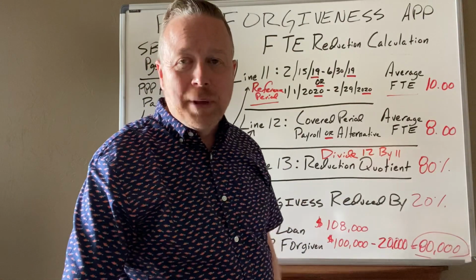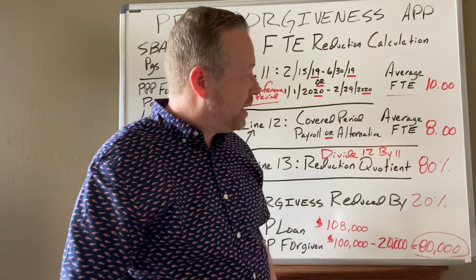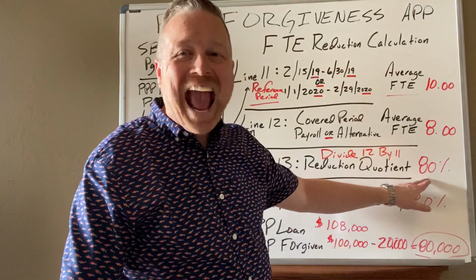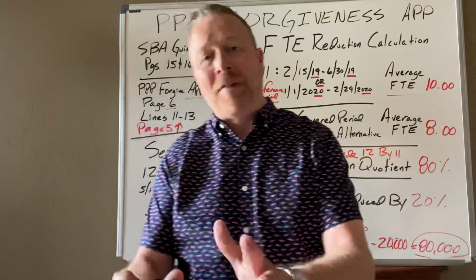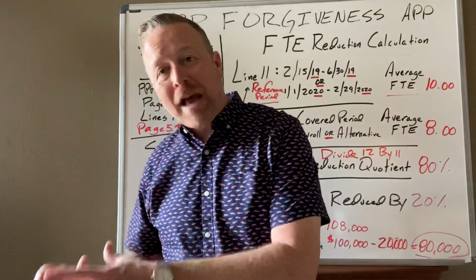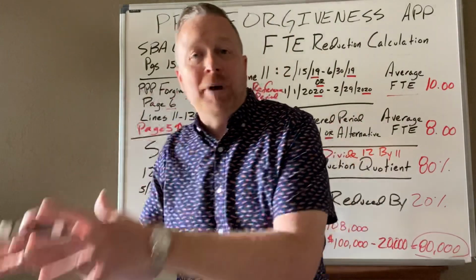20% of your loan's going to be lopped off, haircutted, as Brad, the CPA, would say. Or another way to look at it is only 80% of your loan will be forgiven. So let's be clear on this. You first have to figure out how much did I spend and how much is forgivable.